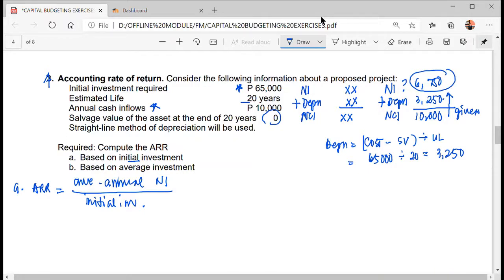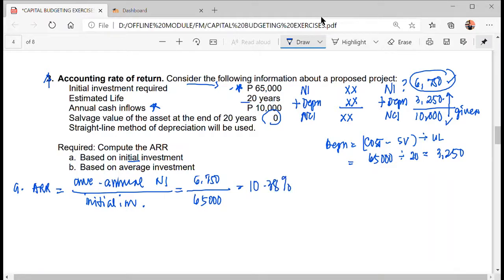So, at this point we analyze 6,750, if we add 3,250, will it become 10,000? So, yes. Therefore, this 6,750 is correct. So now we put it in the formula, 6,750. What is your initial investment? This one is given, so no problem. So, 65,000. So, 6,750 divided by 65,000, that is 10.38%. So, what does this mean?